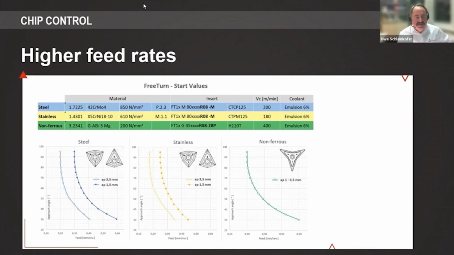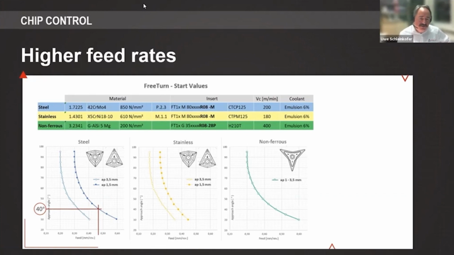And that for steel, stainless steel, and non-ferrous materials with cutting speeds here, with the strength and hardness of the material and so on. And you see now that these curves are pretty much bent. That means when you reduce the approach angle, your feed rate is going up significantly. That can go up to a value of more than double the feed rate when you go from a conventional tool to 40 degrees here, for example.